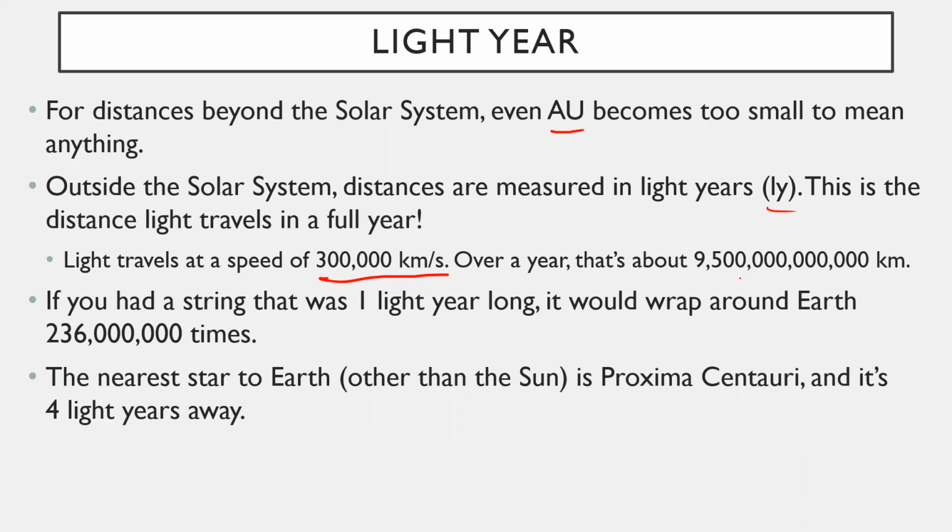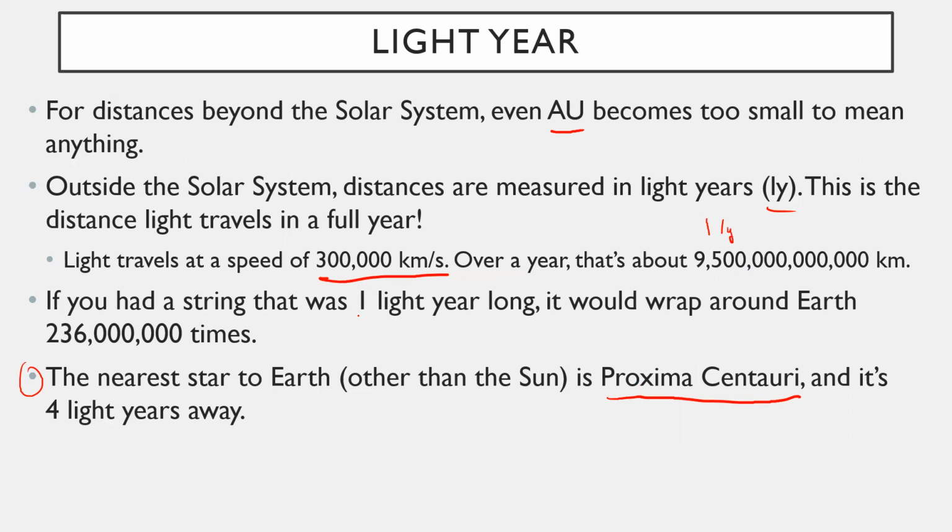But here's what's kind of upsetting about this. I'm going to jump to this final point here. Even with this 9.5 trillion kilometers being 1 light year, the nearest star to Earth, other than, of course, our own sun, is a star that's called Proxima Centauri, and it's 4 light years away. 4 times this. That's like 38 trillion kilometers away. It's insane how long it takes to get to other places, right? If you were to travel at the speed of light, you're not getting to that other star for 4 years. It blows your mind, right?